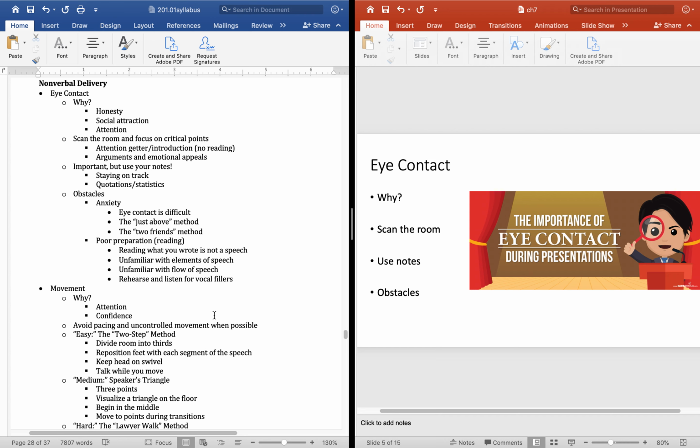Second, eye contact communicates social attraction. Now, this isn't physical or sexual attraction necessarily. It's usually not. It's usually just that idea of, like, I like them. They seem like a decent person. And when you're making that eye contact, people trust you more. There's the honesty. Therefore, they like you more. There's the social attraction. And last, it communicates attention.